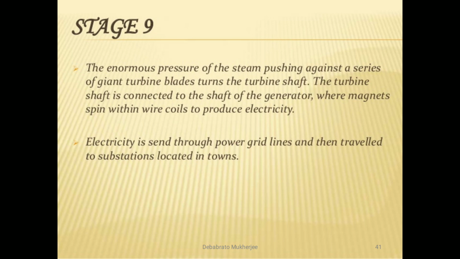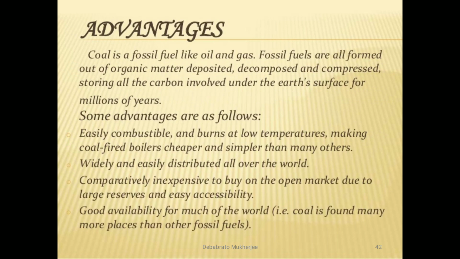Step 9 is that the enormous pressure of steam pushing against a series of giant turbine blades turns the turbine shaft. The turbine shaft is connected to the shaft of the generator, where a magnet spins within the wire to produce electricity. Electricity is sent to the power grid, then travels to the substation located in the town.